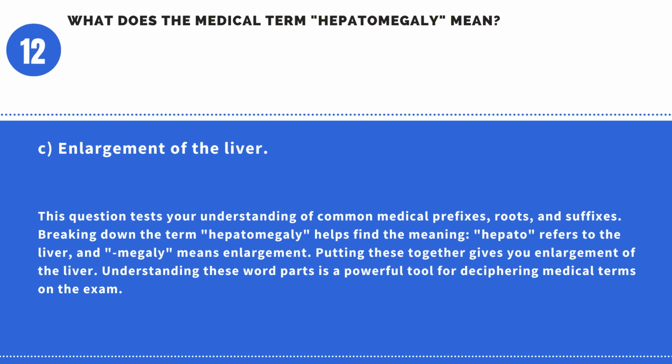Answer: C. Enlargement of the liver. This question tests your understanding of common medical prefixes, roots, and suffixes. Breaking down the term hepatomegaly helps find the meaning. Hepato refers to the liver, and megaly means enlargement. Putting these together gives you enlargement of the liver. Understanding these word parts is a powerful tool for deciphering medical terms on the exam.